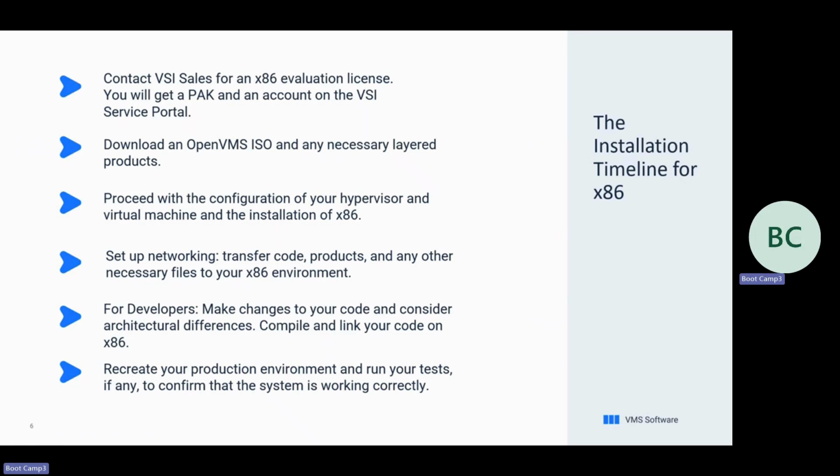If you're one of the people who haven't, this slide's for you. This is where we get into how you contact us and get started. You go straight to sales, contact them, get an email. We have Mike in the back who will probably take a lot of those emails, and you'll get an authorization pack. You'll get an account on the VSI service portal, where we host all the products and all the updates for your VMS operating system. It's simple: click each link, it's a download, and you have that physical file on your local system.